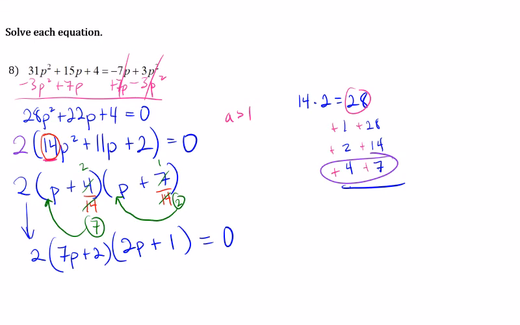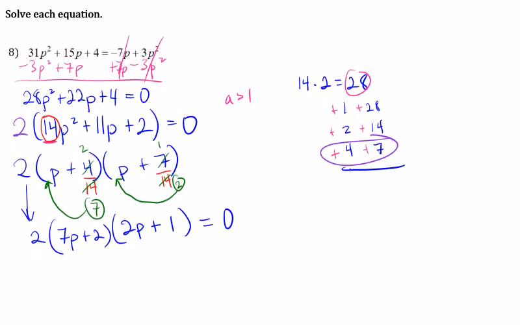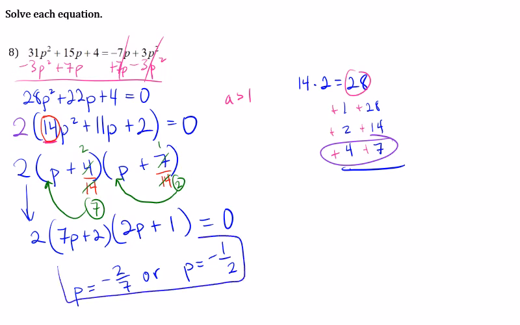All right, and so now I'm going to have p equals -2, right? Change the sign. And then when you have a coefficient, you divide by that. So it's going to be -2/7, or p equals -1/2. Notice how it's actually the same as these, but you just change the signs, right? So that's another reason I like this method, because you can go from here straight to the answer.